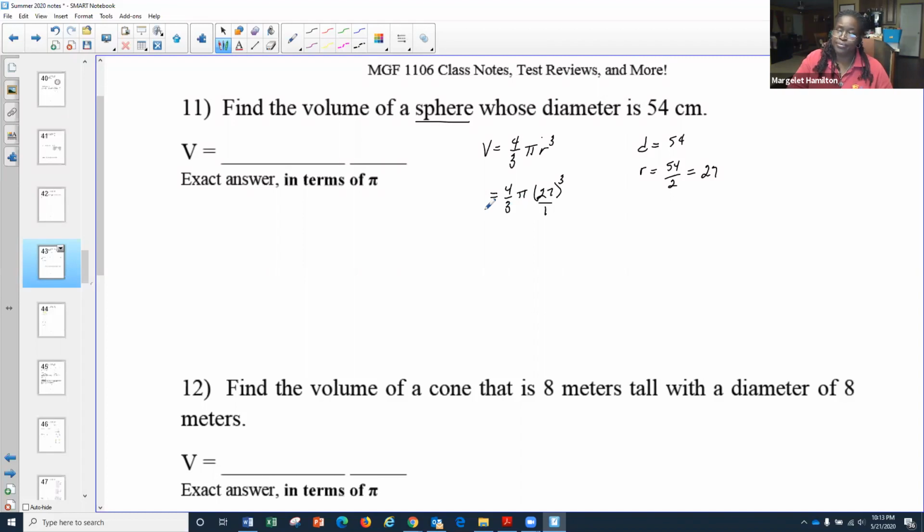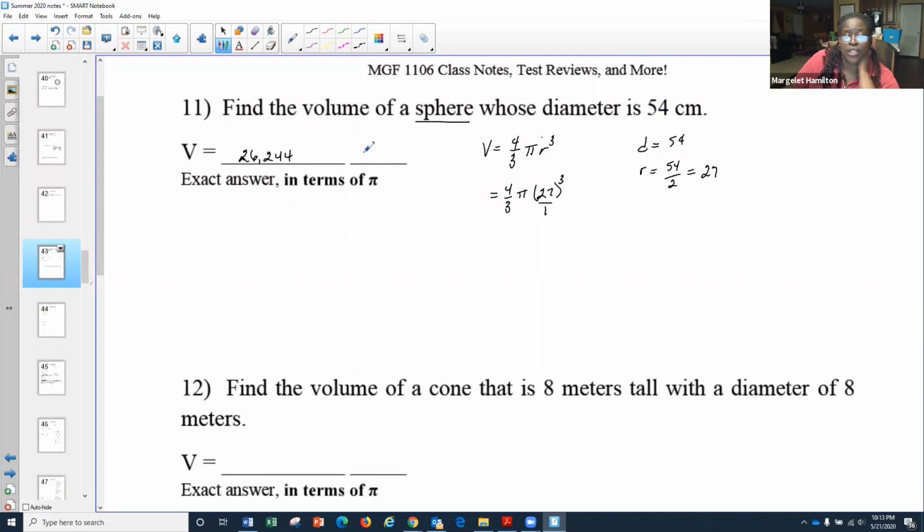Press enter. If it came out to be a funky decimal, then we know we're going to try and see if we can write it as a reduced fraction. But here it came out to be a whole number. The number you should have gotten is 26,244. Remember, we're dealing with volume, and the dimensions they gave us were centimeters.